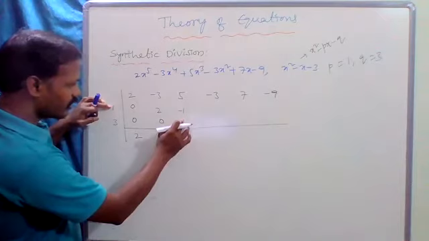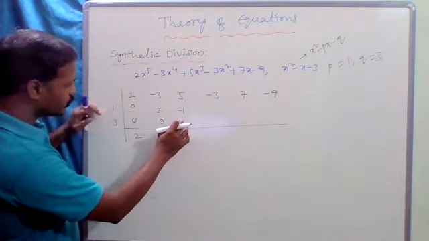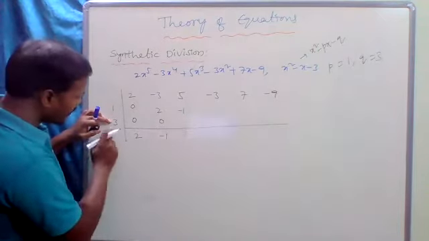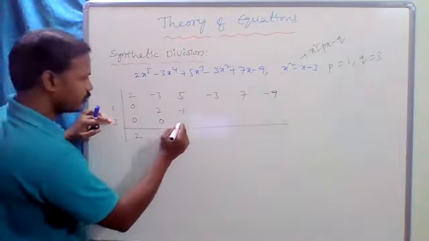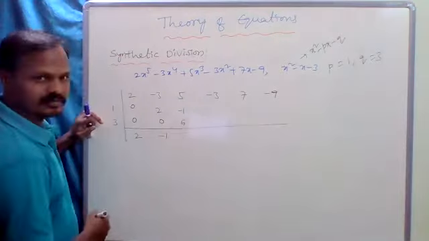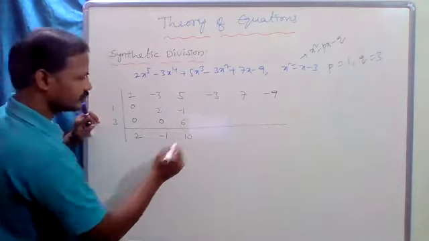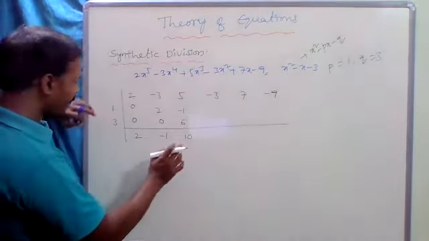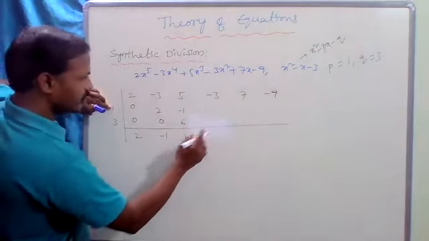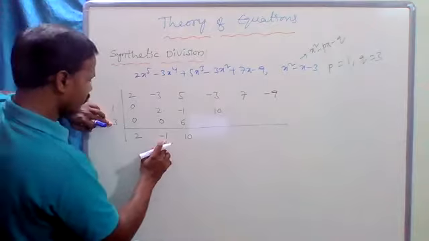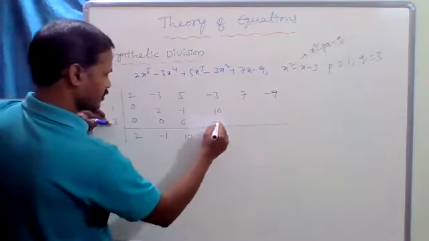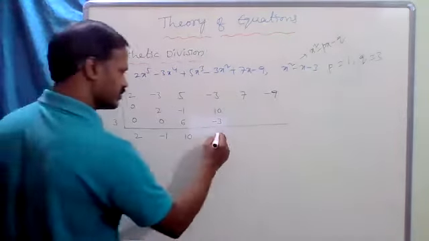Now here what do you have to write? You should not multiply 3 and minus 1. You have to multiply these two: 3 into 2, remember, 6. Which is 10. Now multiply 1 into 10, 10. 3 into minus 1, minus 3. Which is 4.